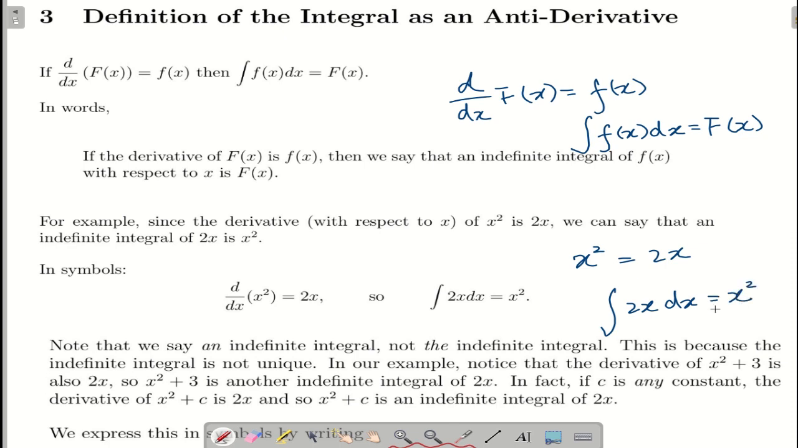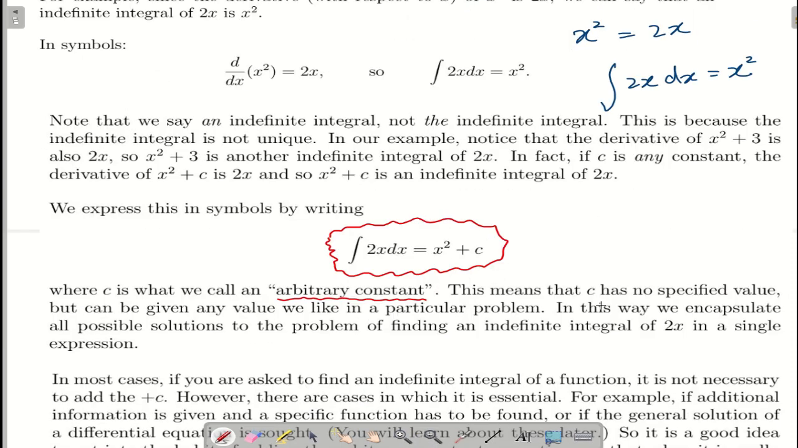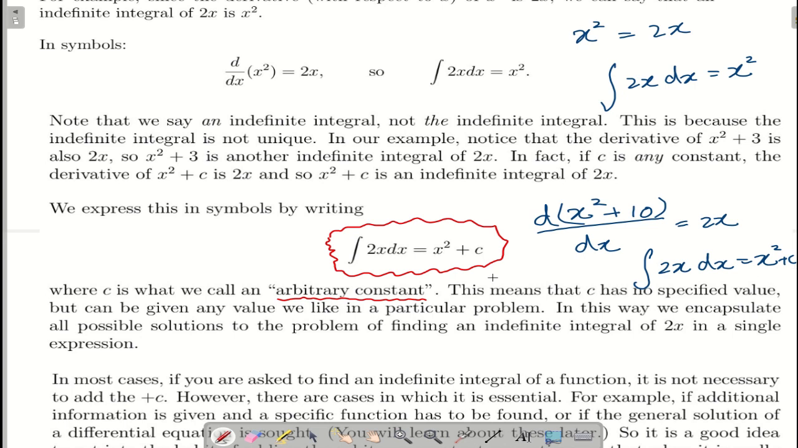But this is a general solution, because when you have another function, let's say x squared plus 10, and if you take the derivative of it with respect to x, you have the 2x as well. So we take the integration of 2x, you get back x squared. But how about this plus 10? This should be plus c here. C is a constant. So you get a very important result: the integral of 2x with respect to x is equal to x squared, and don't forget the plus c. This constant is what we call the arbitrary constant.